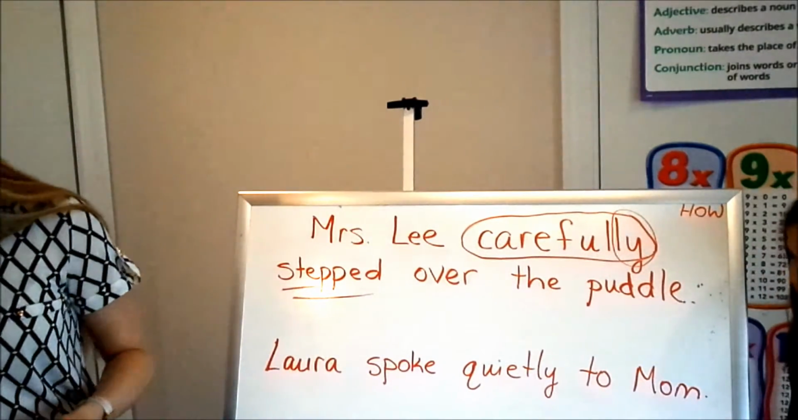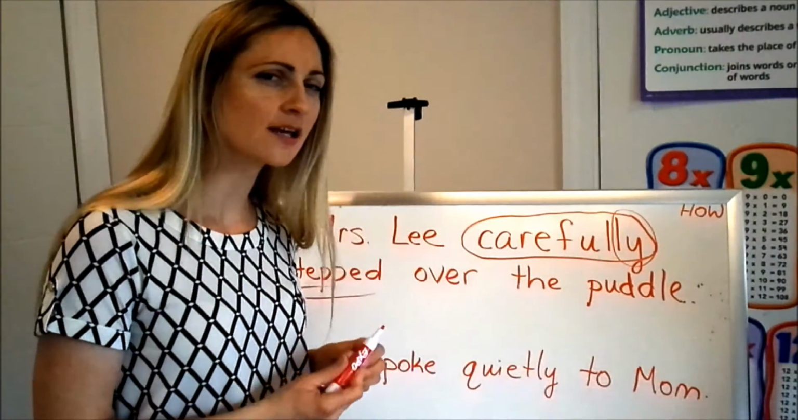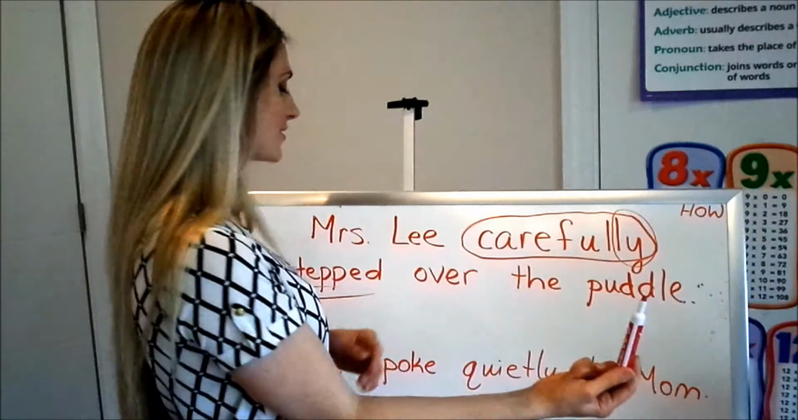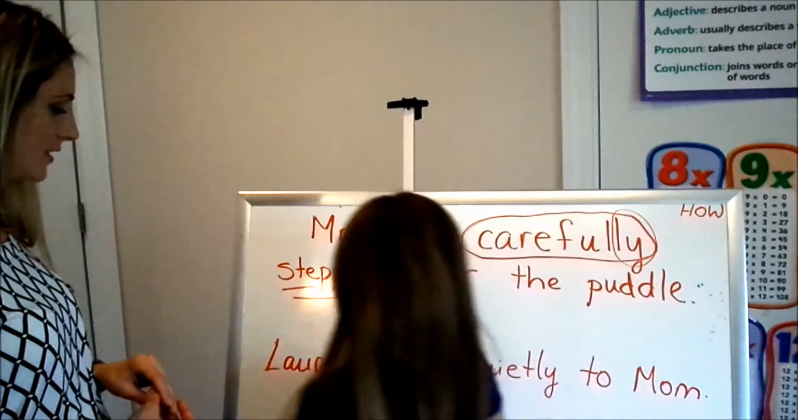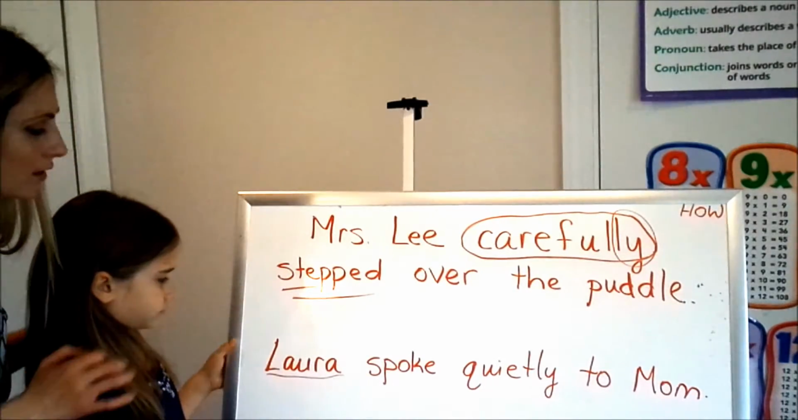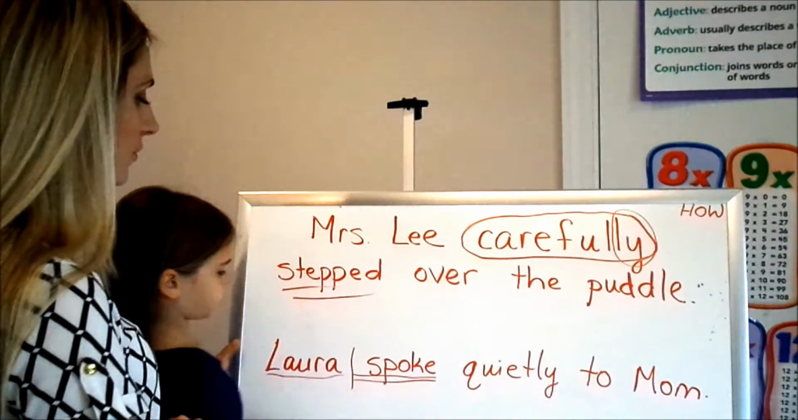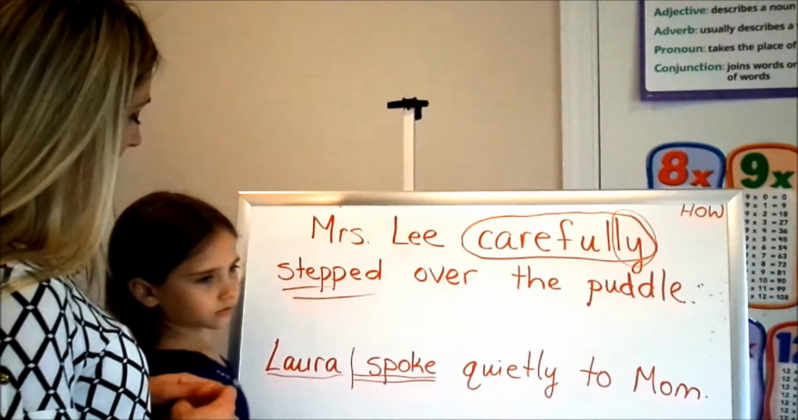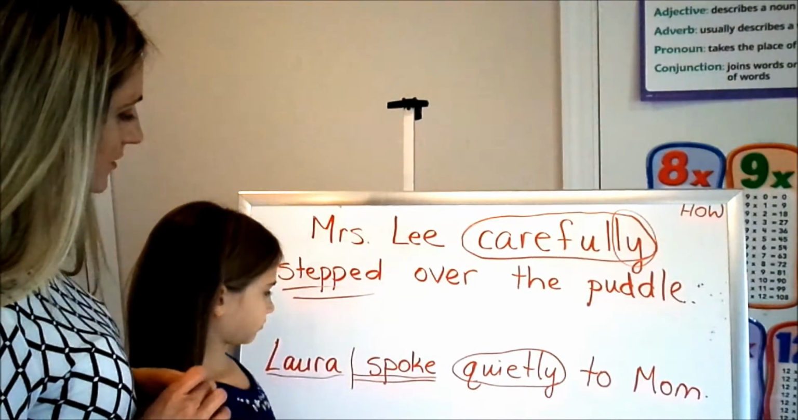It'll make it easier for you when you do your language pages. Okay, so next one. Laura spoke quietly to Mom. What's the question we ask ourselves when we're looking for adverbs, Ksenia? How? So, what's our subject? Laura. Laura, underline it once. All right, Laura, what's the verb? Spoke? So Laura spoke. Is there a word here that describes how Laura spoke? Yes. What is it? It's the word quietly. Can you draw a little arrow from quietly to spoke?